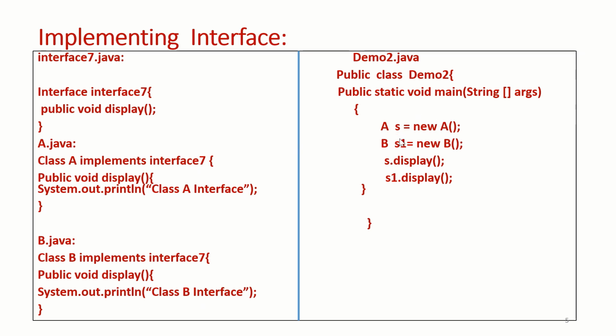And this is the main method. In the main method, we are creating two objects. S is of class A and S1 is of class B. That is, S is an object or instance of class A. S1 is the object or instance of class B. S.display will invoke the method which is given in class A. S1.display will invoke the method we have specified in class B. Now we will see the implementation of this program.